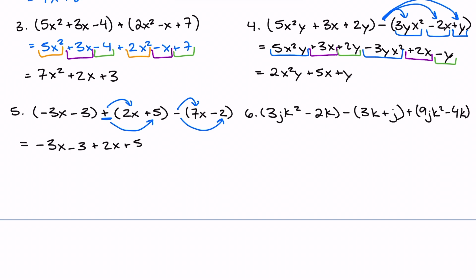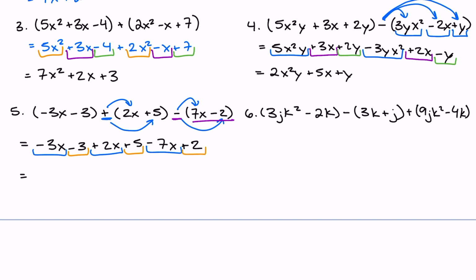However, our negative sign does affect our terms in this bracket, so a negative and a positive would make this negative 7x, and a negative would make this positive 2. Now we can gather like terms, so first I'm going to start with our x's, so we have negative 3x, positive 2x, and negative 7x. And for our constants, we have negative 3, positive 5, and positive 2.